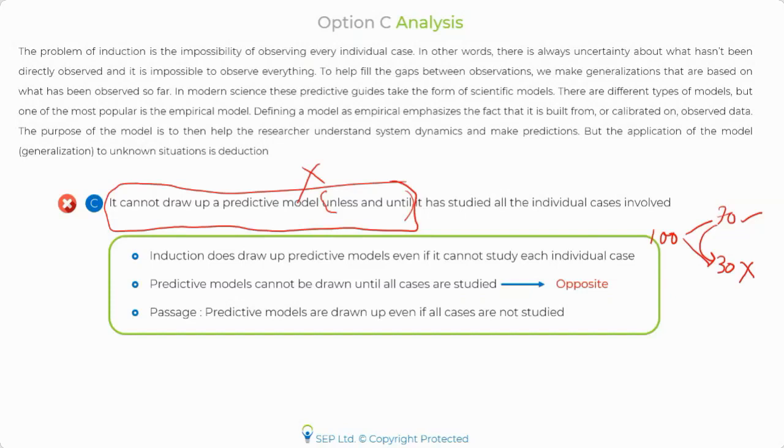All right. We know that it is impossible to observe every case, but we cannot say that unless and until it has studied all cases, it cannot draw up a predictive model. Induction can draw up a predictive model by studying only some of the cases because it takes the help of generalizations, and that is the problem. Because generalizations means you don't have precise data. Here it's given that it is impossible, there is always uncertainty about what hasn't been directly observed. Okay, so yeah, it is a trap choice, guys.